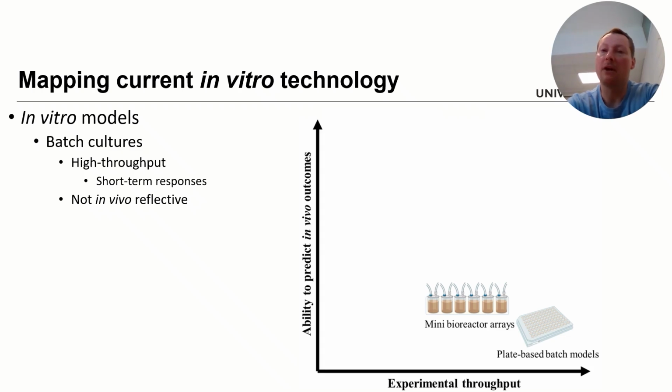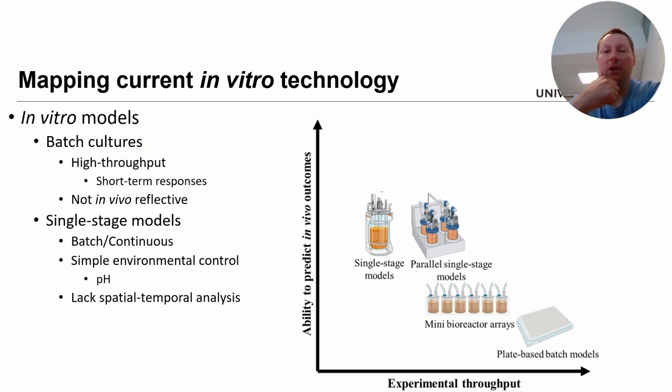But these are very simplistic in terms of their batch. So when the nutrients are used up, then that's it. They're not controlled for pH, so they're not mimicking the in vivo conditions, and therefore they're not particularly in vivo reflective. And then we can increase the complexity of these models to, say, single-stage models, and these can either be batch or continuous, where the media is continuously pumped in.